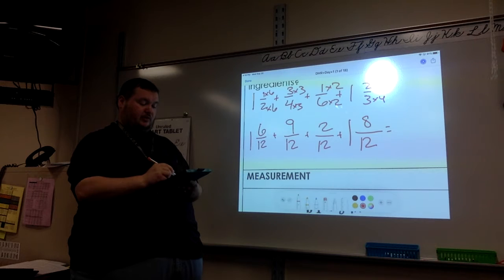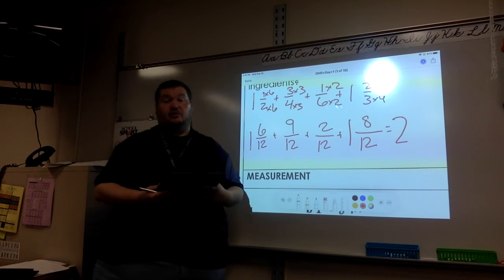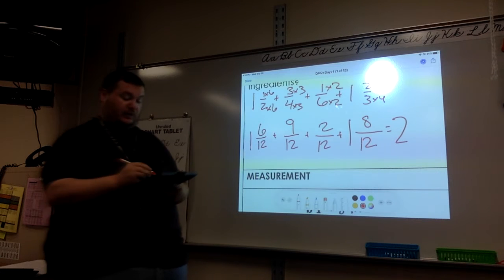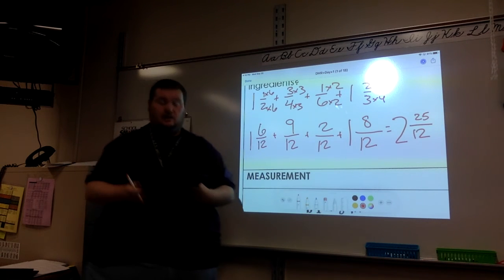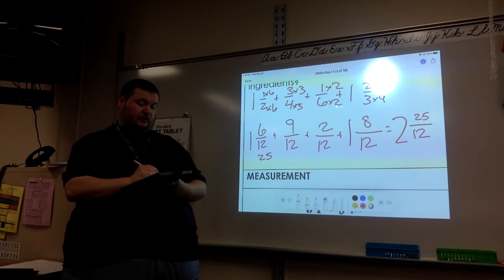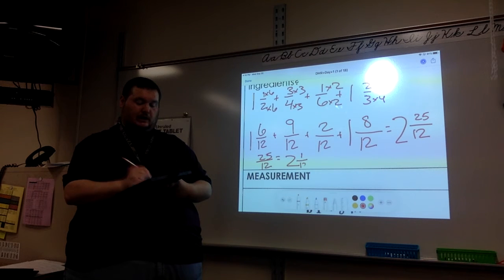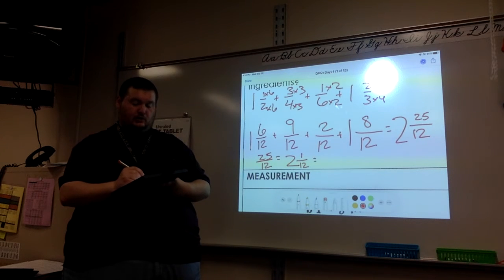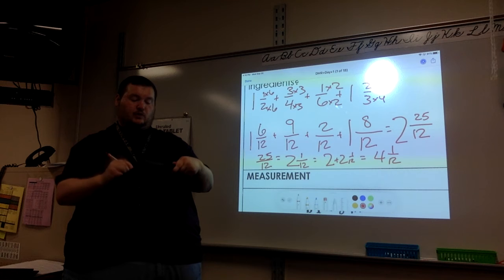Add my whole numbers. 1 and 1 is 2. Add my numerators. 6 plus 9 is 15, plus 2 is 17, plus 8 is 25, over 12. Now, the fraction 25 over 12. 12 can fit into 25 2 times, with 1 left over out of 12. So we do 2 plus 2 and 1/12 equals 4 and 1/12 cups. A lot of work.